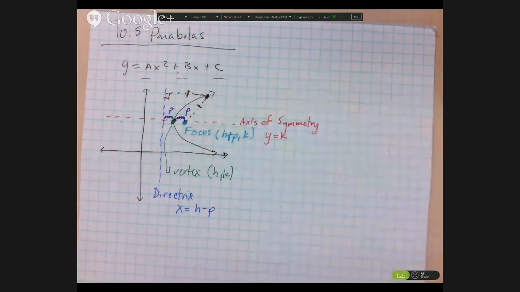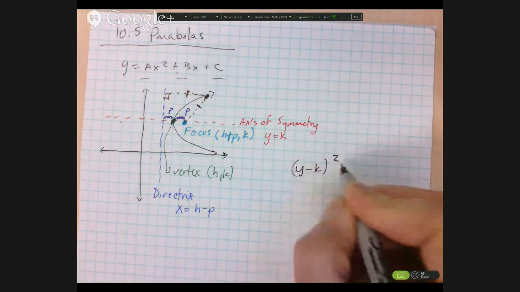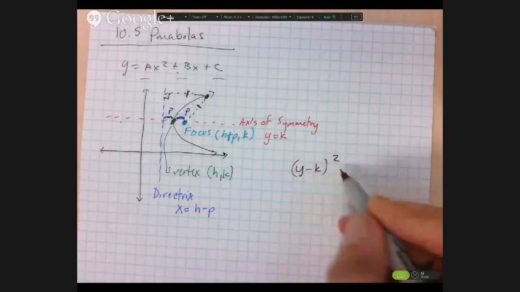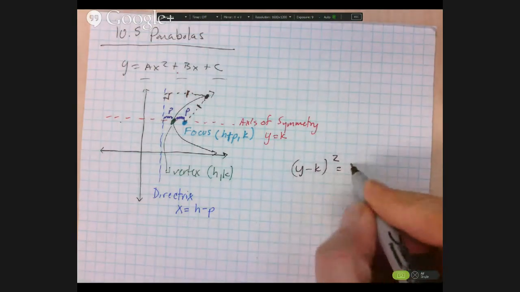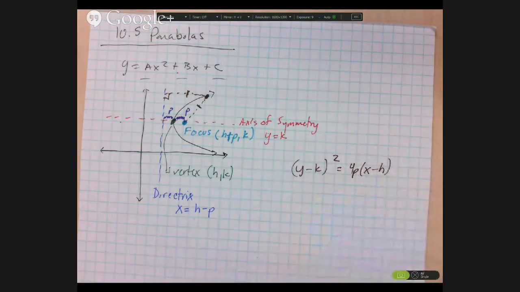Okay. The equation for a sideways parabola is, now it's a y squared because it's sideways. There's the equation.